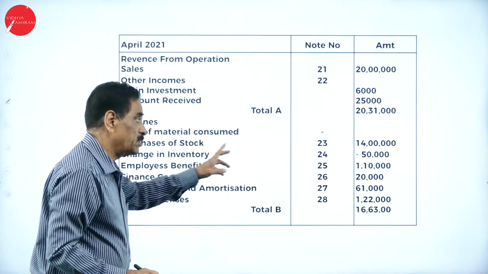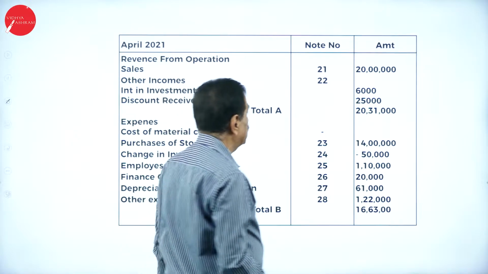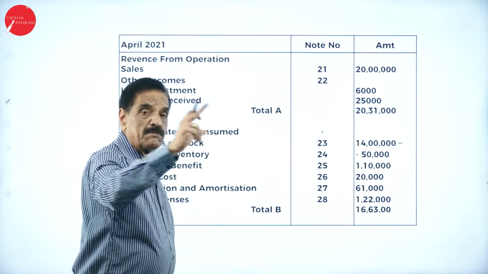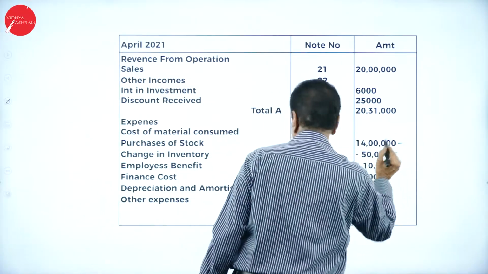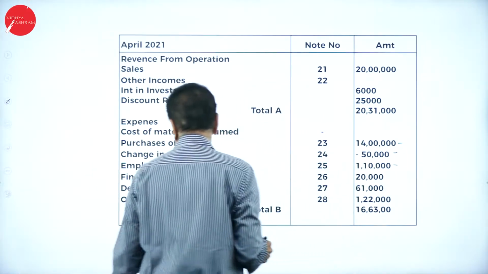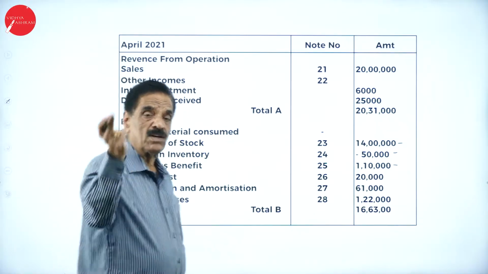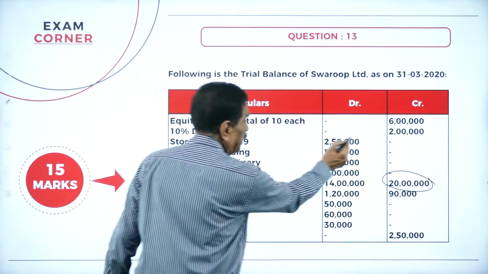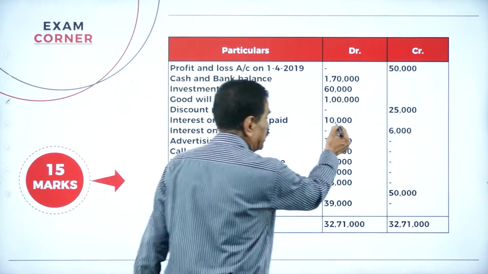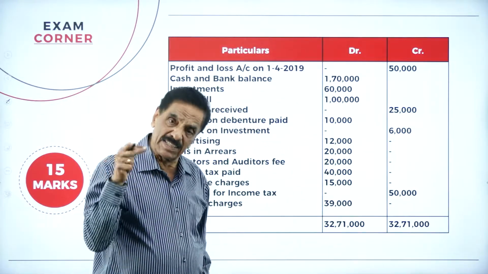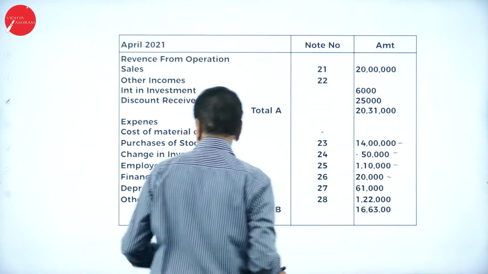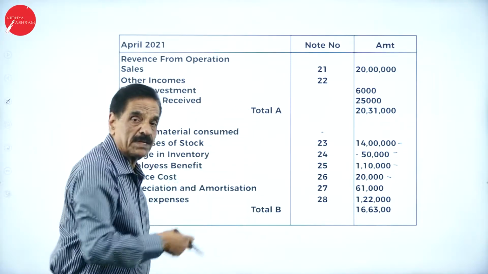Then your expenses. Cost of material consumed is not there. Purchase of stock is there. See that? Here purchases 14 lakh. Change of inventory means opening stock minus closing stock, 50,000. Employee benefit means salaries and wages. Then finance cost means interest on debenture. You already got 10% debenture 2 lakh. 10% of 2 lakh is 20,000. You already paid interest on debenture 10,000. How much outstanding is there? Another 10,000. 10,000 plus 10,000 becomes 20,000. This is the depreciation and amortization. I will show the separate working note for them.